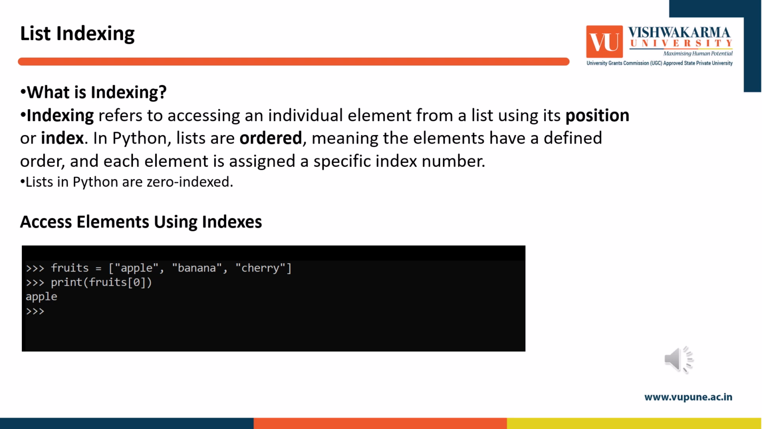Now let us see list indexing. So what is indexing? Indexing refers to accessing an individual element from a list using its position or index. In Python, lists are ordered, meaning the elements have a defined order and each element is assigned a specific index number. Lists in Python are zero indexed. Now let us see how to access elements using index. So this is the screenshot of the program, you can see it below.